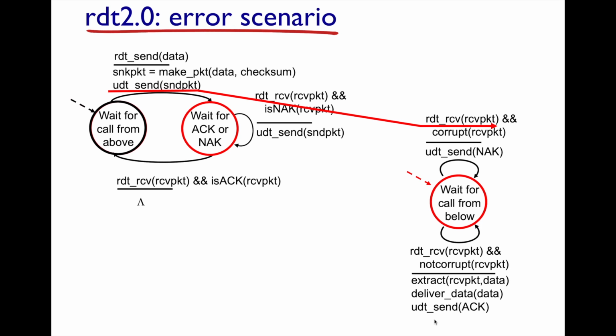And since it's corrupted, what does it do? Well, the event that's triggered is RDT receive, so it means it got that segment from the network layer below, and it was corrupt. Okay, so what does it do? It constructs a negative acknowledgement, a NACK, and then it calls UDT send with that NACK to give this feedback of negative acknowledgement back to the sender. Does that make sense? Any questions about this?